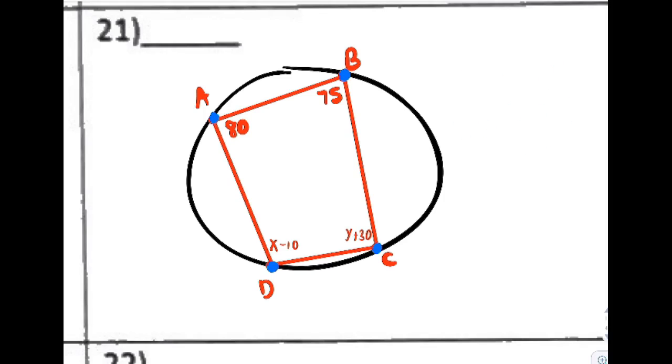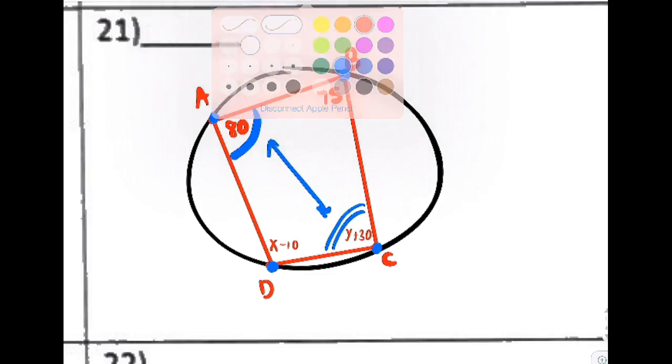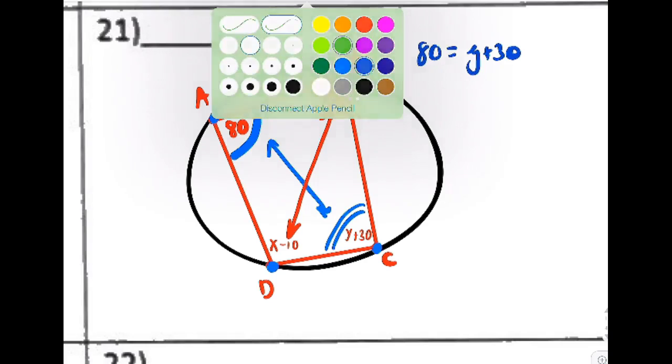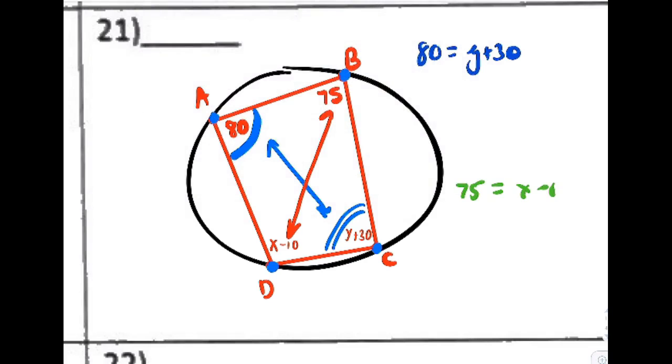If that's true, if the four corners are all on the circle, then opposite angles, they're not equal, but they add up to 180. They're always going to be supplementary. These two angles are going to be supplementary, and these two angles are going to be supplementary. I want you to find both. So you had 80 equals y plus 30, and it has 75 equals x minus 10. You can solve them both. Take away 30 from both sides, y is 50, and add 10 to both sides, and x is 85. Check out your choices.